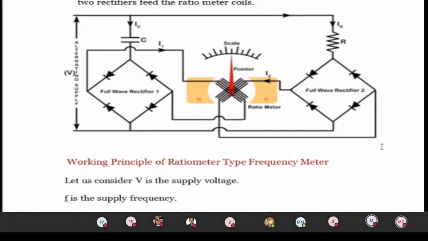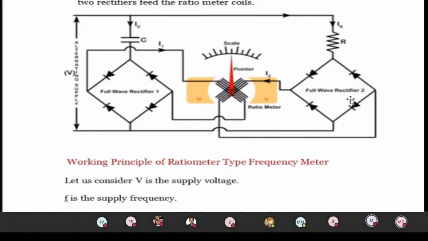So we can come to a conclusion. The current entering the first full wave bridge rectifier can be taken as IC, since it is passing across the capacitor. We take IC as the input current and I1 as the output current of full wave rectifier 1. Another assumption we have to take is that input current is equal to output current. So we can mark it as IC equal to I1.